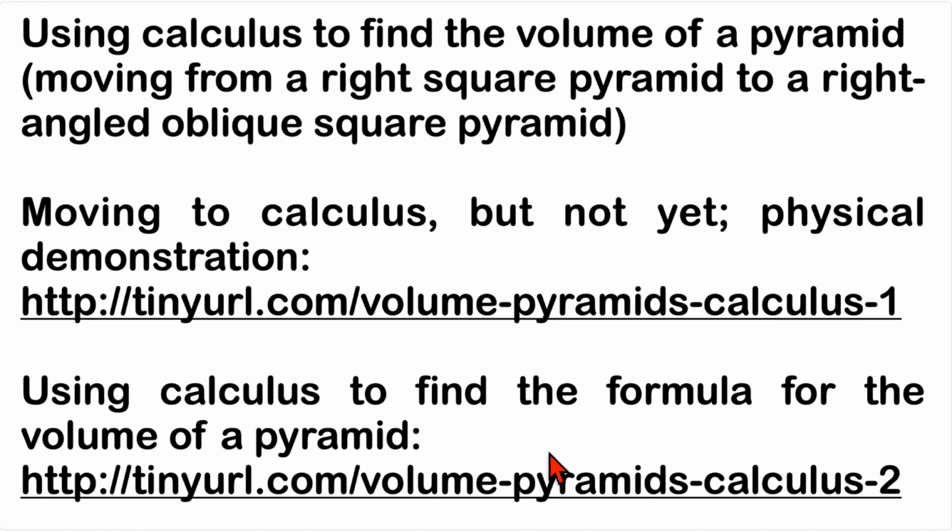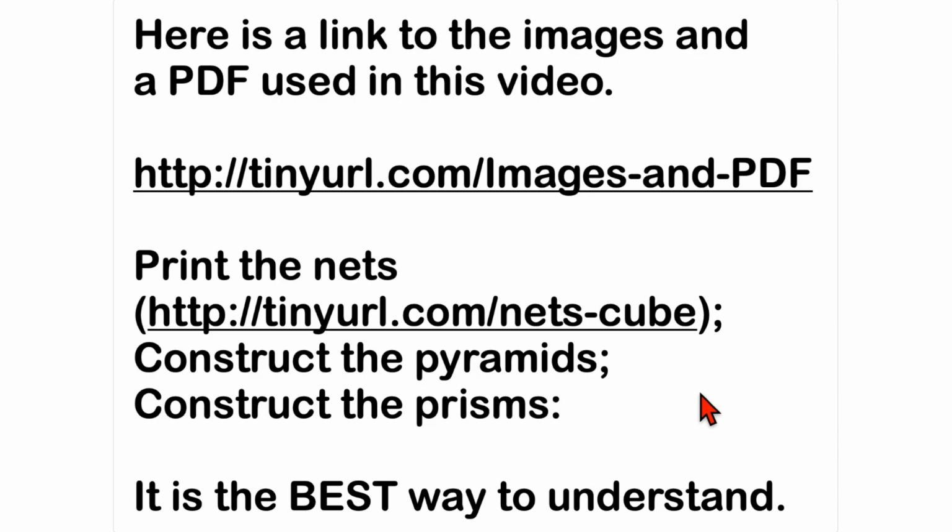Just look at the layers and know that the calculus allows one to derive the formula that the volume of a pyramid equals 1/3 the volume of its corresponding prism. I suggest that you print some nets, construct some pyramids, and construct corresponding prisms. It was the only way that I could understand pyramids and corresponding prisms.